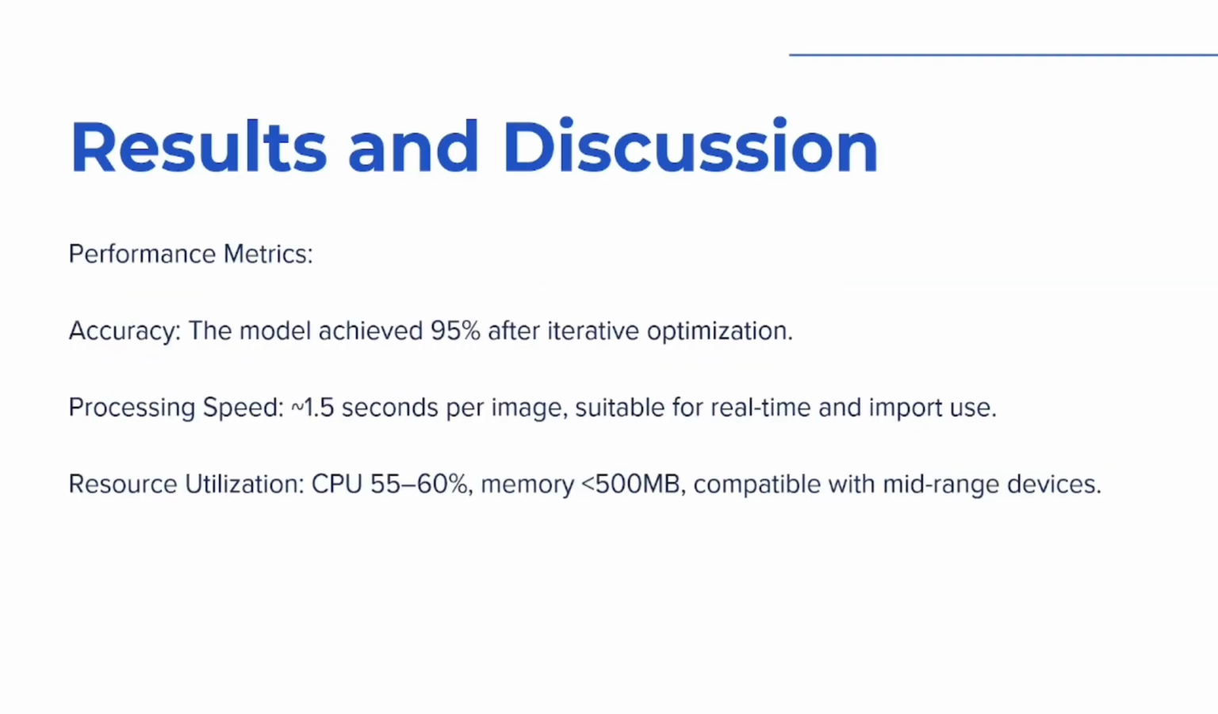Next, for the performance metrics, the model achieved an accuracy of 95% after several rounds of optimization and testing. Its processing speed averaged around 1.5 seconds per image, which makes it suitable for both real-time and offline use. In terms of resource utilization, the system uses around 55 to 60% of CPU and less than 500 megabytes of memory, making it compatible with most mid-range devices and ensuring smooth performance during classroom use.